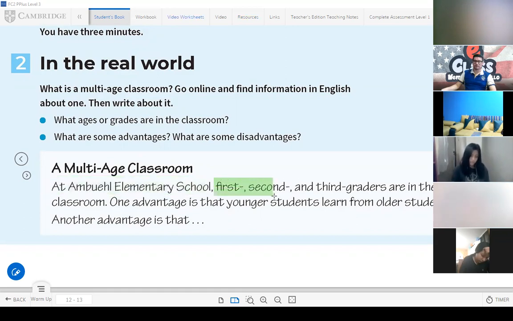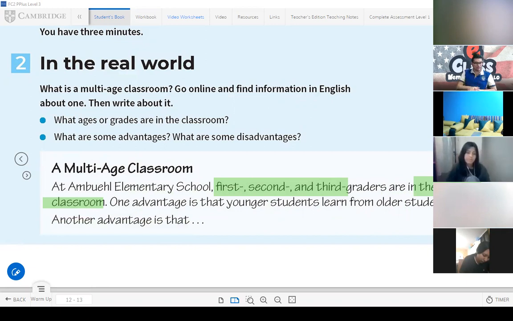Oh, that's interesting. First, second, and third grades in the same classroom. Todos estos grades en el mismo classroom, ¿no? It has advantages, lógicamente. Y también va a tener disadvantages, ¿no? The advantage: younger students learn from older students. Los younger, los más jóvenes, van a tener the opportunity to learn, para aprender de los mayorcitos, ¿no? De los older. And now another advantage is that.